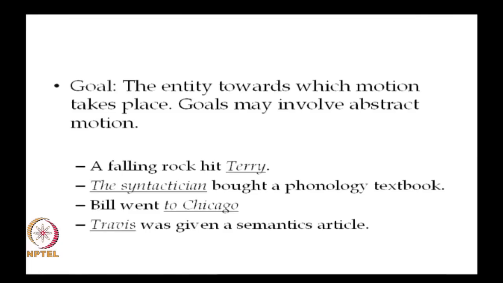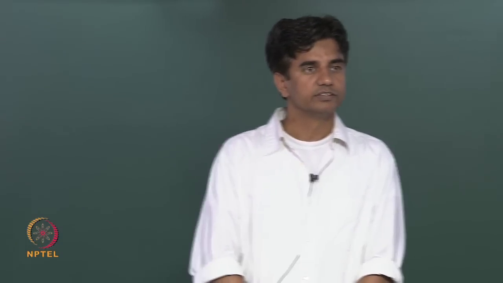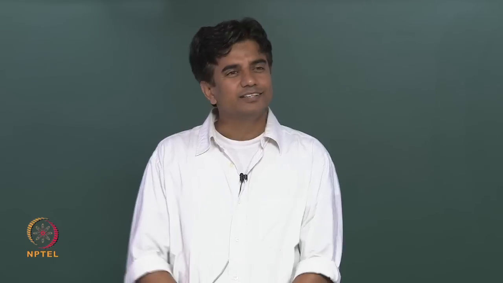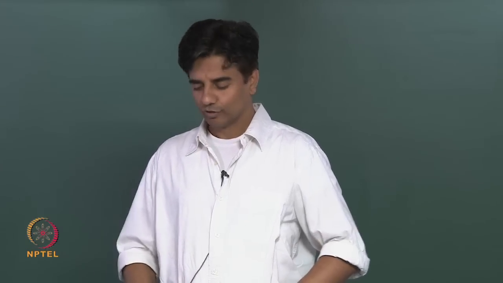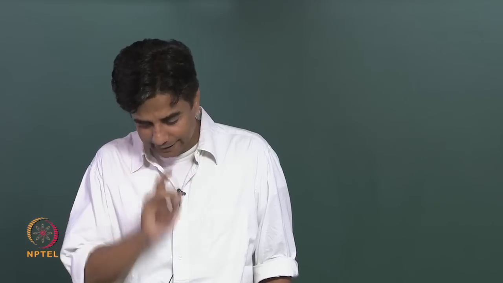Travis was given a semantics article. This is a passive sentence, and in this the NP becomes a goal. Because it says goals may involve abstract motion, so the buying could be the abstract motion. He is the recipient of the buying, but not the goal. No, he only starts the motion. Right? He's an agent. It will not be a goal. This is an error here, for sure.